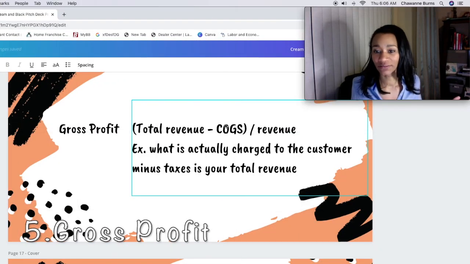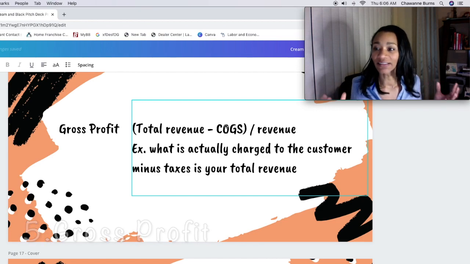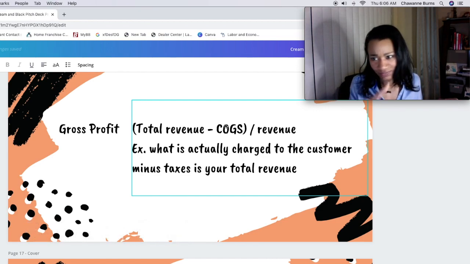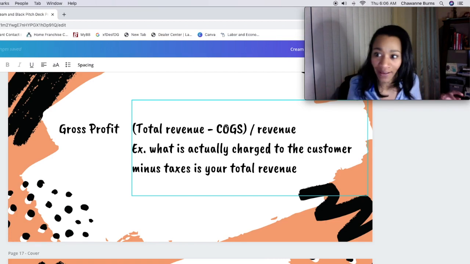Gross profit. Gross profit is not my favorite term. The next term is my favorite term, or I love calculating.